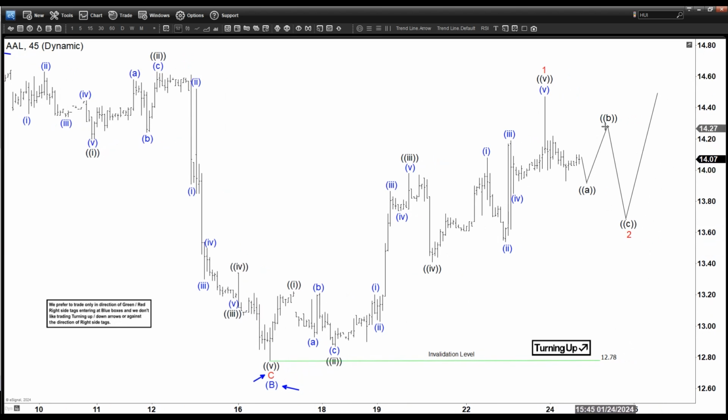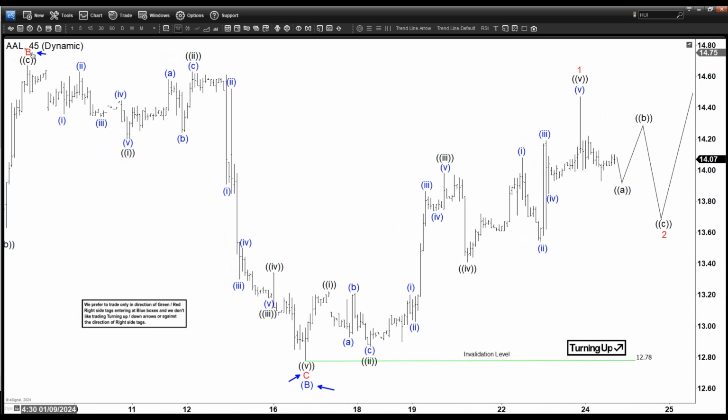The pullback and the structure of the pullback can be in the form of an ABC like this, but the last few hours move has been pretty choppy here. It could also be in the form of WXY, for example. This could be WXY, but in any case, any pullback should continue to find support in 3 swing or 7 swing against 1278.